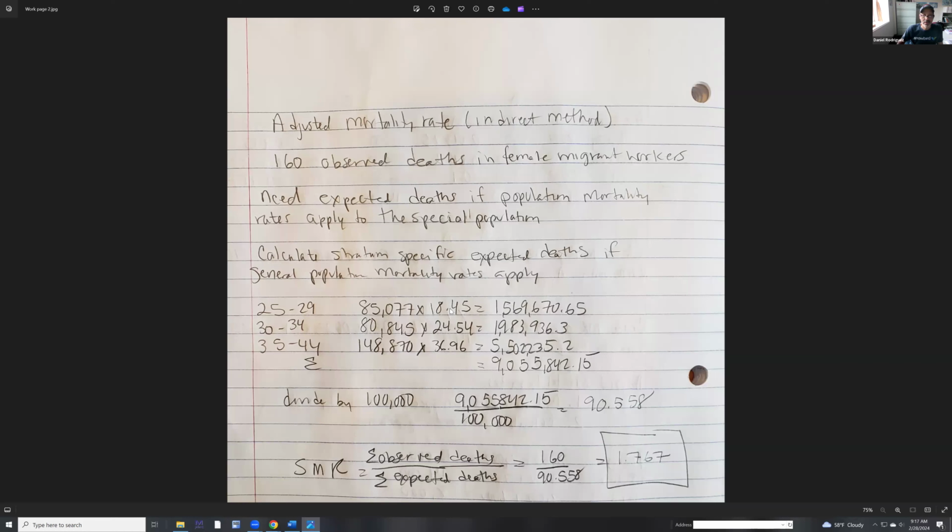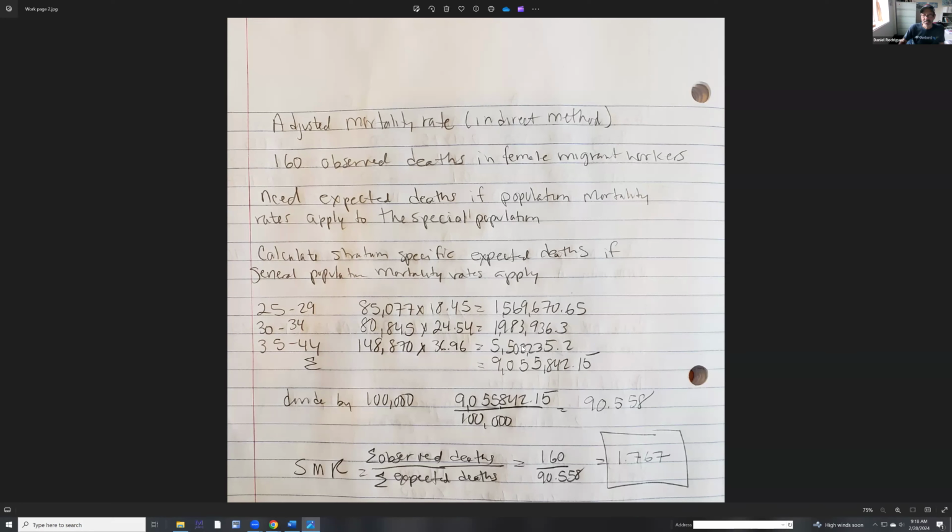So we had 18.45 per 100,000 for 25 to 29. So we'll multiply that times 85,077, and we get this big number, 1,569,670.65. So we continue using this procedure as we go down the different strata. And in this case, I only have 3 strata. Who knows what you may have? You may have more than 3 or fewer than 3, I don't know.